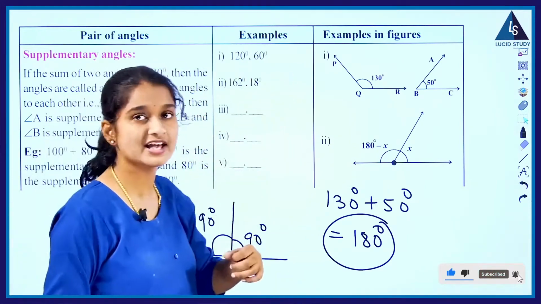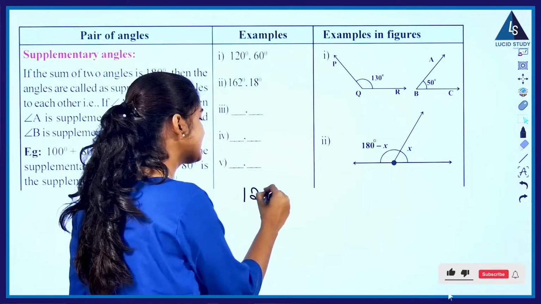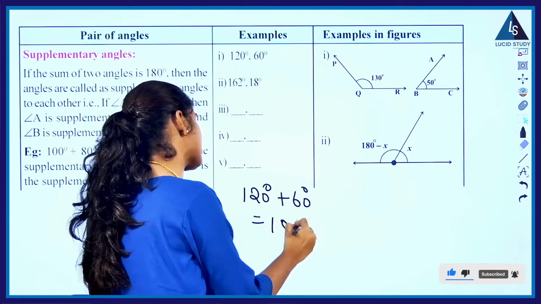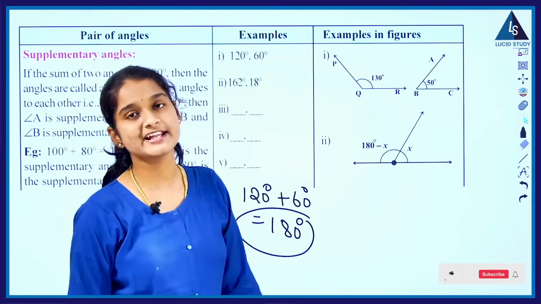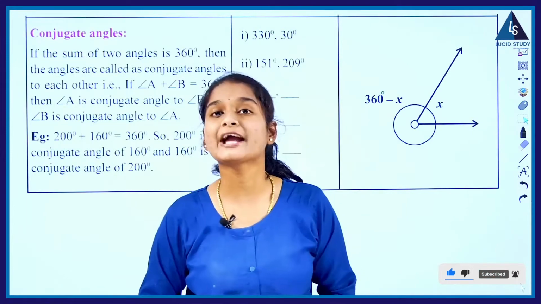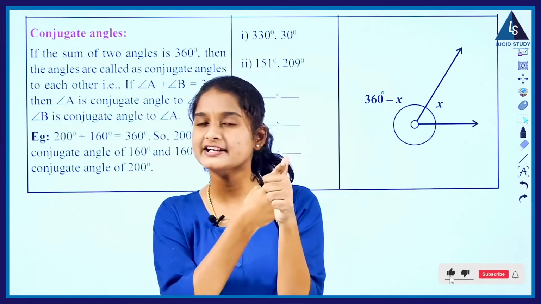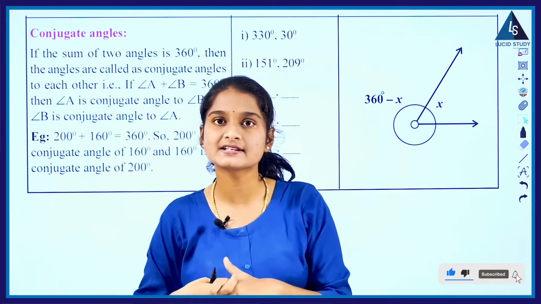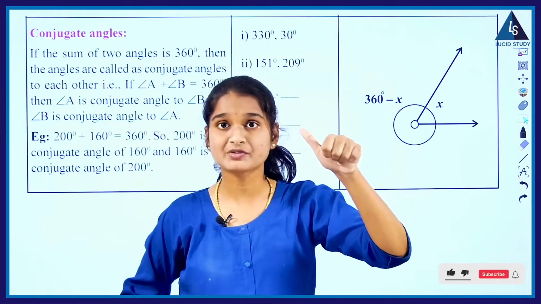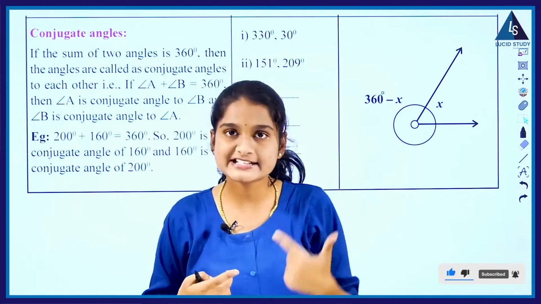We have examples here. See here, you can take 120 degrees and 60 degrees. 120 degrees plus 60 degrees. What is it? It is 180 again. So the sum of these two angles is 180. Hence they are called supplementary angles. Now the third type of angle, that is conjugate angles. We have revised complementary angles and supplementary angles. Complementary angles, the sum of two angles should be 90. Supplementary angles, the sum of two angles should be 180 degrees.